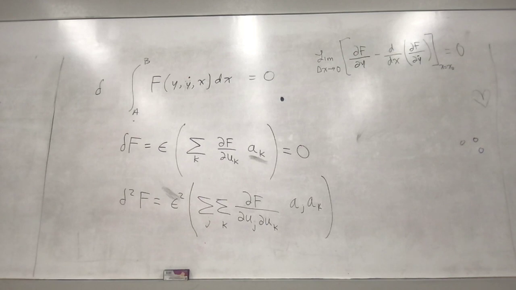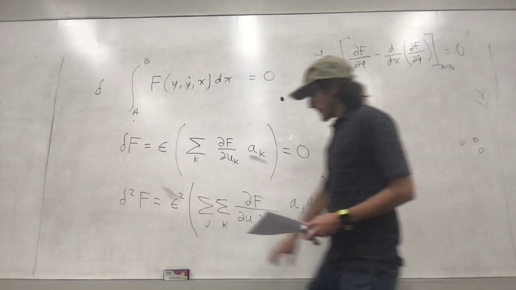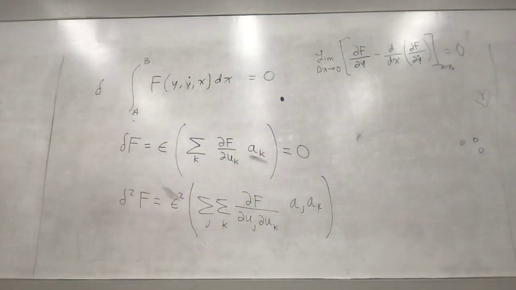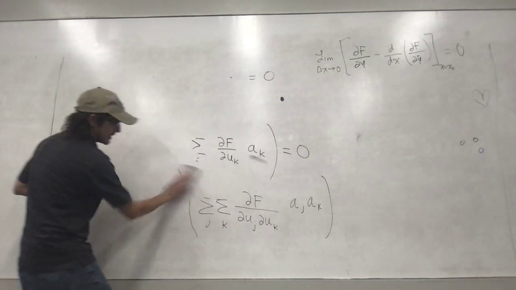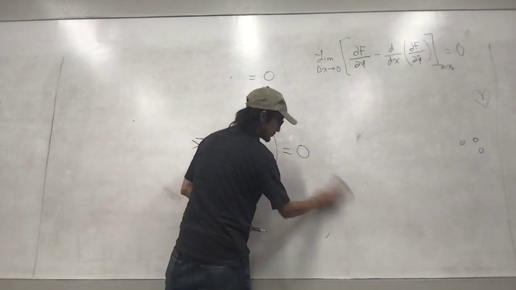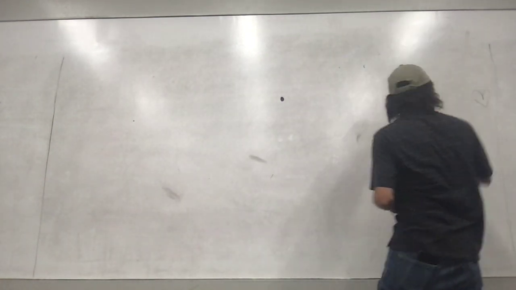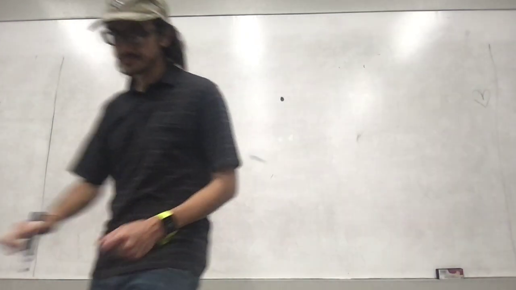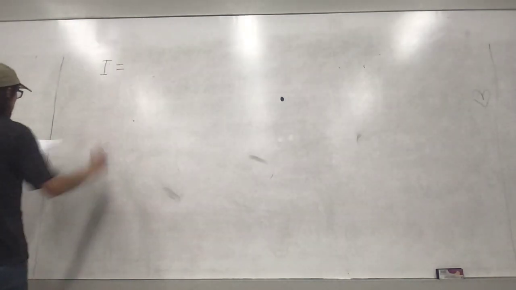So now we're going to derive this same equation, but we're going to do it in the actual case, not in the limit. This approach is due to Euler. The one that I'm going to go over next is due to Lagrange. So we have, again, this integral.